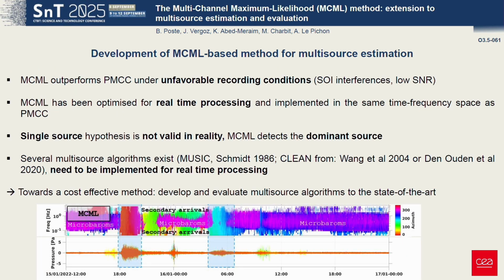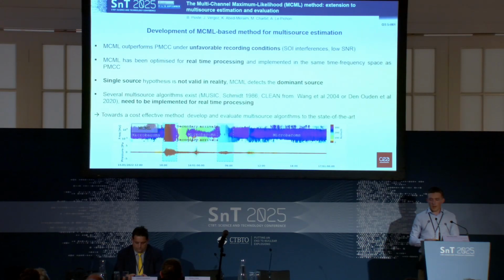Just a quick conclusion on MCML. MCML outperforms PMCC under unfavorable recording conditions, so when there are interferences or low SNR. When there is a high SNR, it's important to say that PMCC and MCML have similar results. MCML is now optimized for real-time processing and will be implemented in the DTK tools in the same time frequency space also.